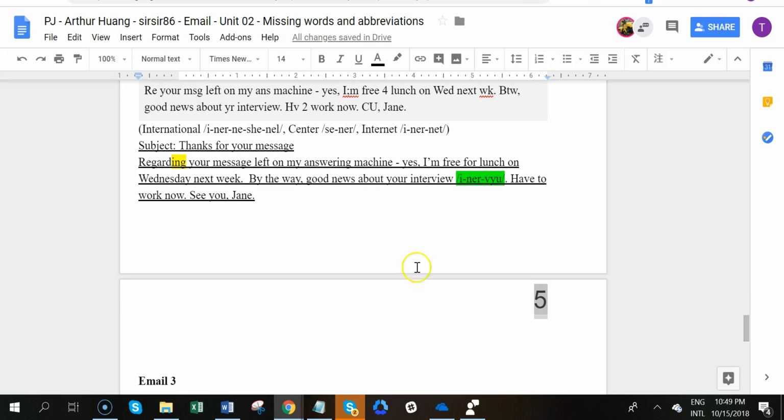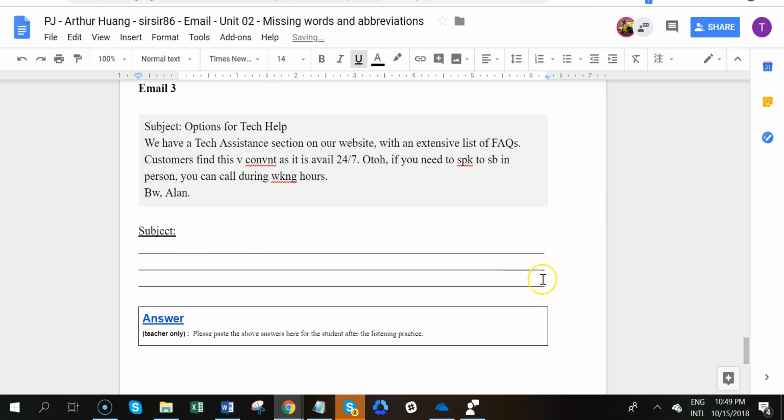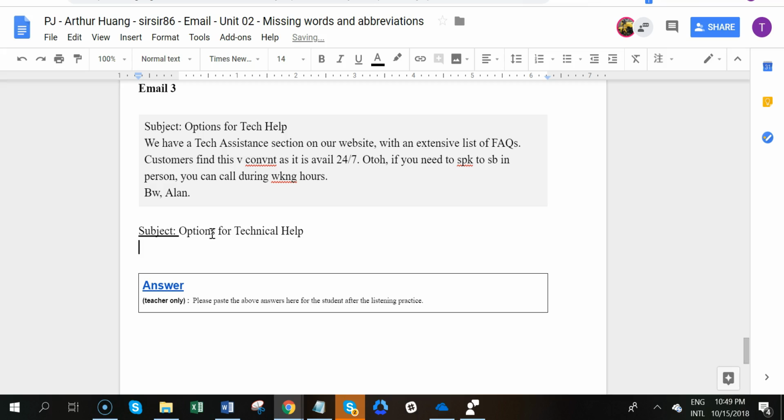Okay, so now let's move on to email number 3. Are you ready to translate it into formal? What is the subject? Technical help. We have a technical assistance section on our website with an extensive list of FAQs.